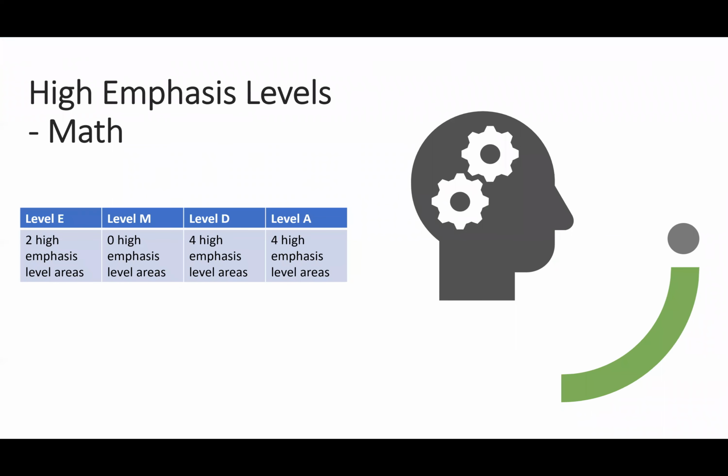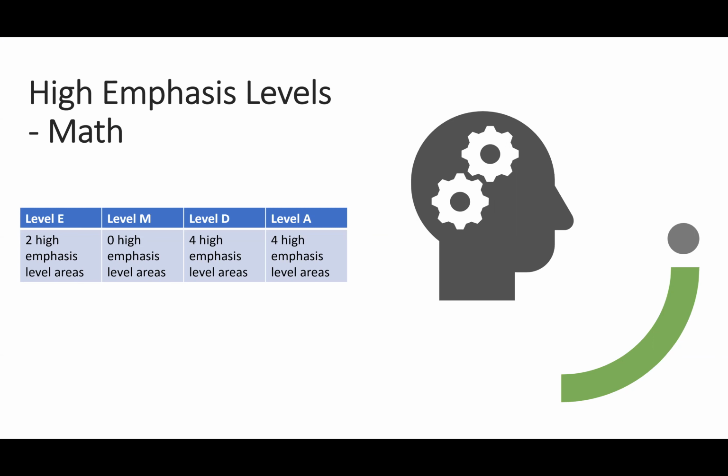On the TABE 11 and 12 section, I did want to make one quick point about high emphasis levels, and that is to say that there are fewer of them than on the reading and language sections. So these may be a little hard to target and teach to. They're primarily located in the two higher levels, so sections D and A, and less so at level E. And as you notice here, there are 0 high emphasis levels.